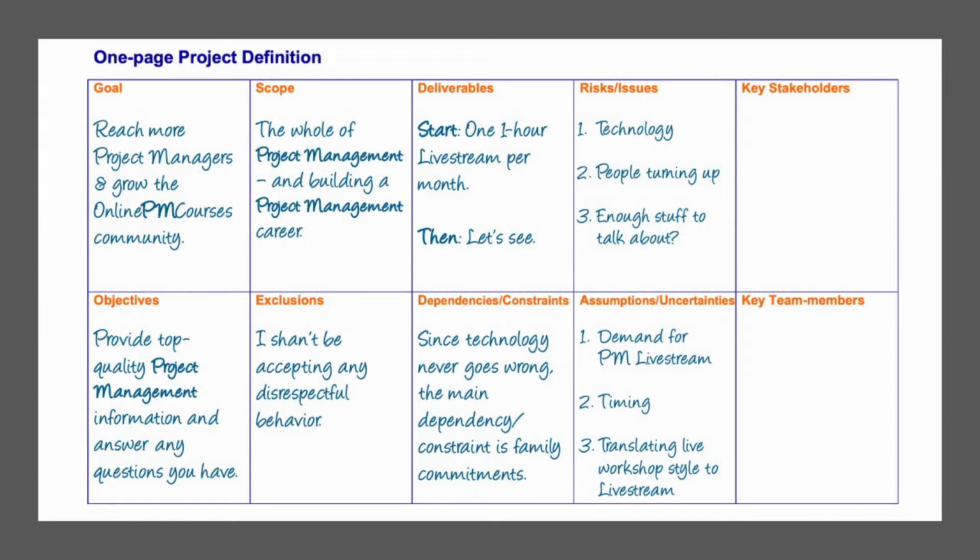And there are a number of uncertainties and there's potential here in the real world and in the example I'm giving for some duplication and overlap. But I suppose my main uncertainty is, is there actually a demand for a project management live stream? Second uncertainty is whether I've got the timing right.